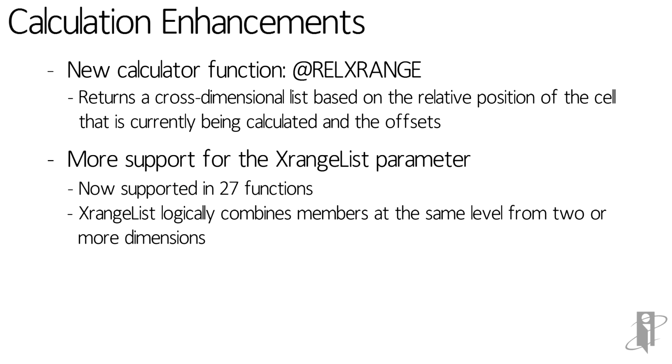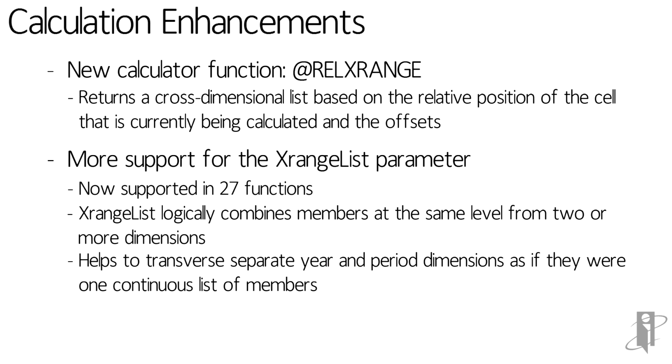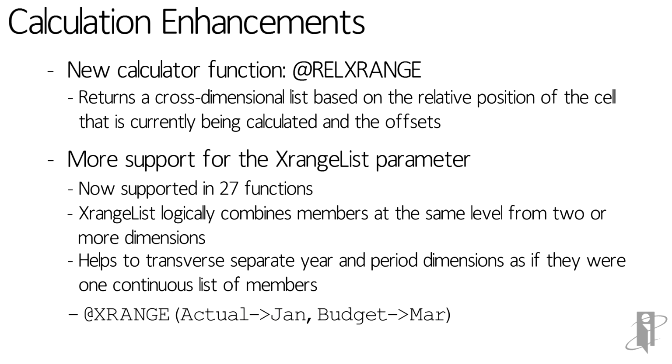An XRange list logically combines members at the same level from two or more dimensions. This helps to traverse separate year and period dimensions as if they were one continuous list of members. We create an XRange list using the @XRANGE function. If we enter @XRANGE, Actual cross-dimension January, and Budget cross-dimension March, that gives us a list of Actual members January through December, as well as Budget members January, February, and March. Essbase is then able to loop through that list as if it was one continuous list of members.